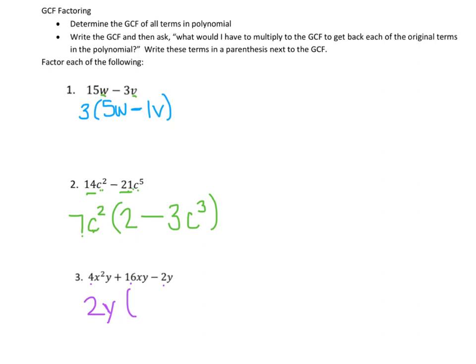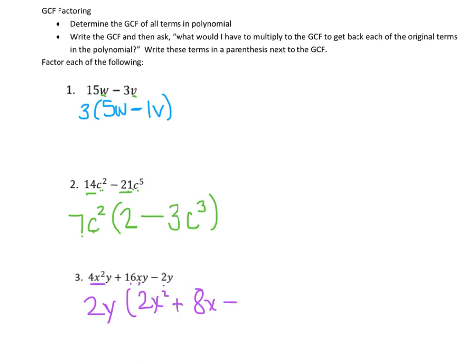Now we go backwards. 2 times what gives me 4? And you'd say 2. We need to have an x squared here, and we don't have one in our GCF. So that means we have to put all of x squared right there. And then our y's match, so I don't need to multiply any more y's in. It's already matching. All right, now your plus sign. 2 times what gives me 16? 8. Again, we need this x here, so we need to put an x. And the y's match, so we can leave it alone.